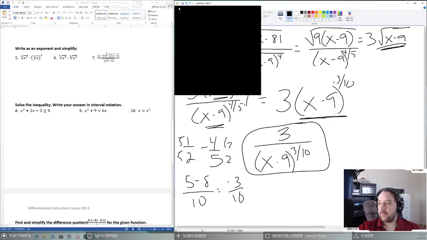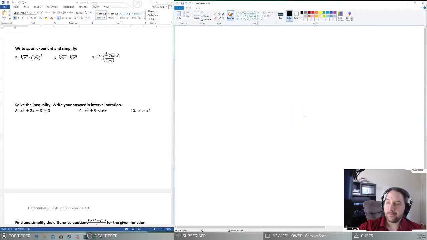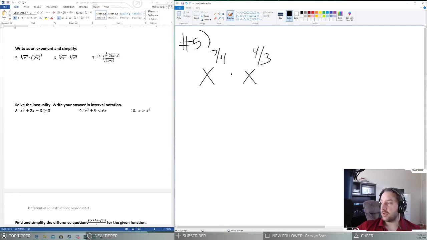Let's look at number 5. For these, I want to convert them all into exponents. It even says write as an exponent and simplify. It'll just make everything easier. So let's do number 5. So this will become x to the 7/4 times, and then the next one is x to the 4/3.